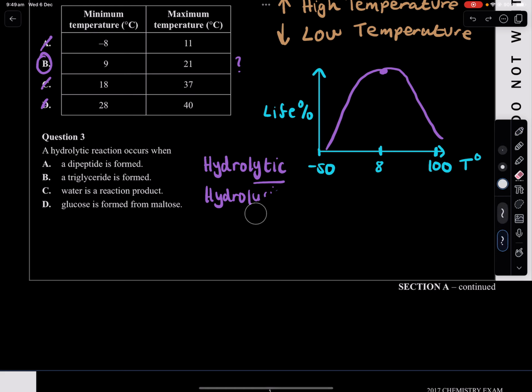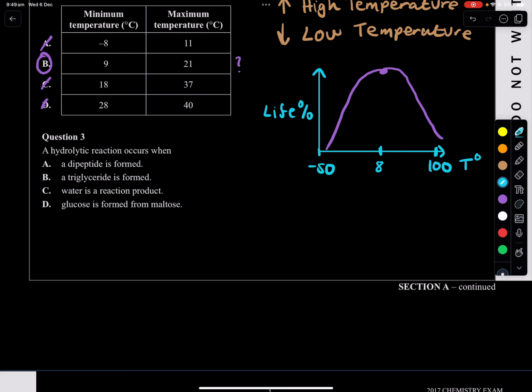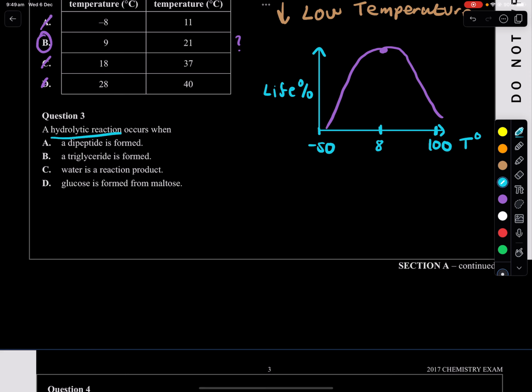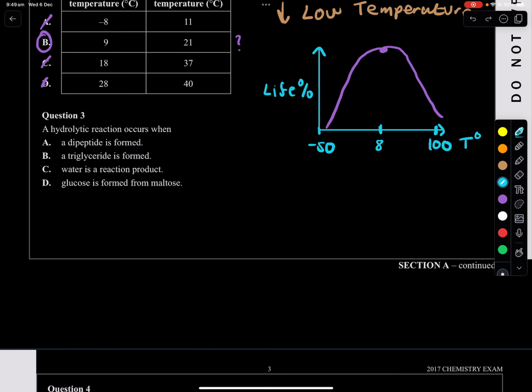So what we want to see is which one of these gives us a hydrolysis reaction. Remember, what is hydrolytic? It is the breakdown. When we break down something, we put in water. So the reactant is water, because we are putting water in to break down. For example, we break down fats, proteins, and carbs using hydrolysis. That's very important.